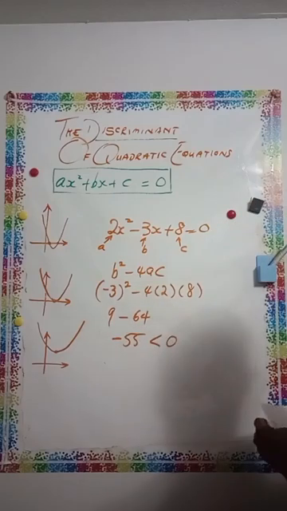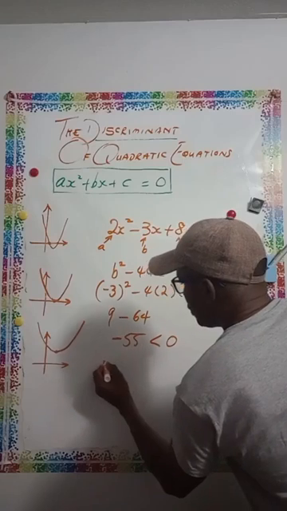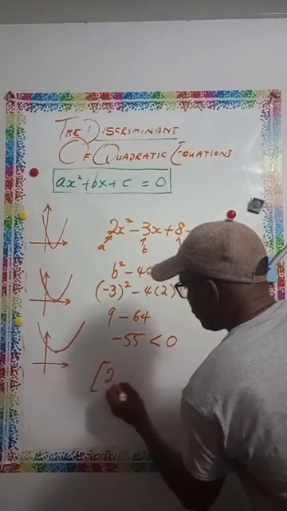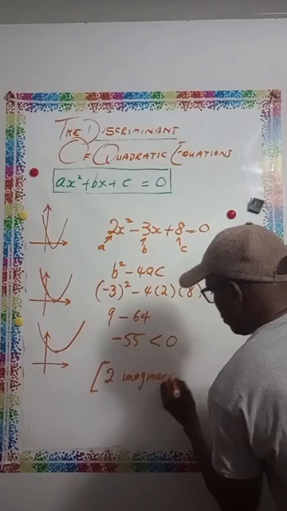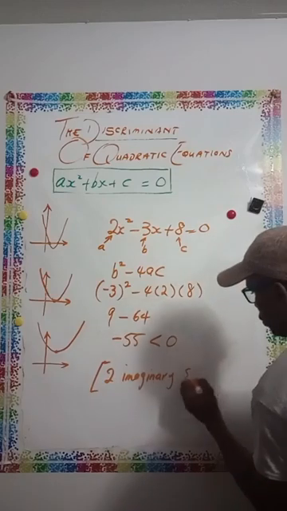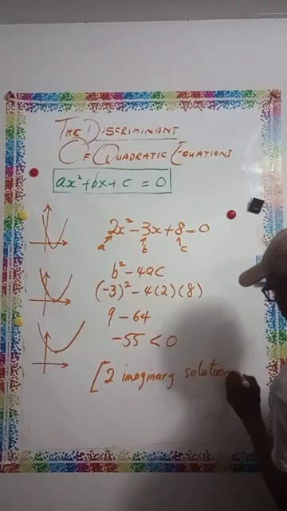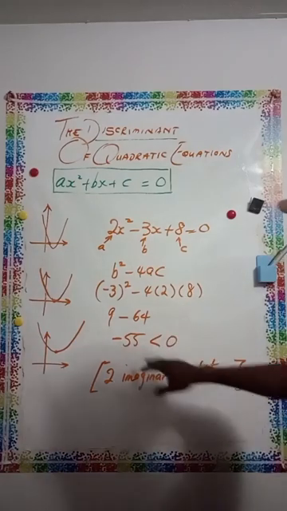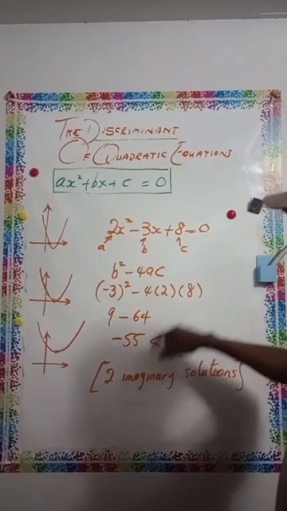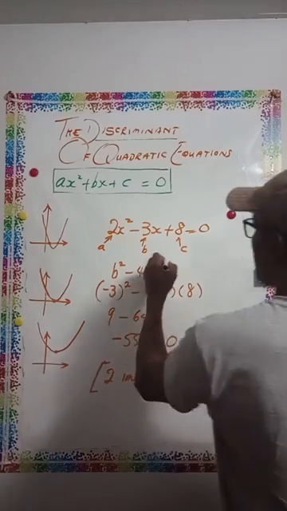So because this is the case, you can say this one here has two imaginary solutions. And this is how basically you go about it. It all depends on the value that you get after you finish plugging in the values of a, b, and c into this discriminant expression.